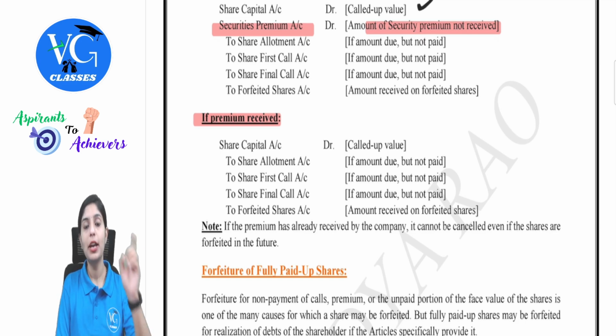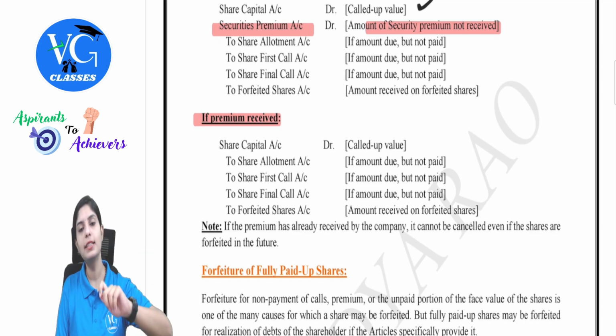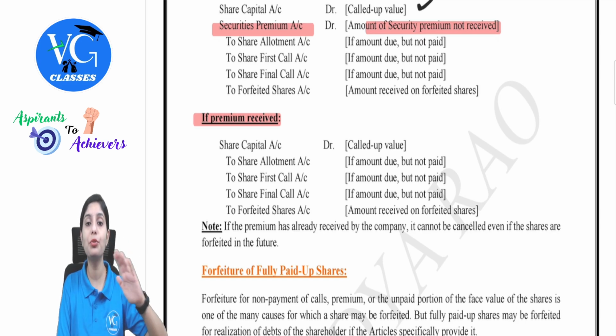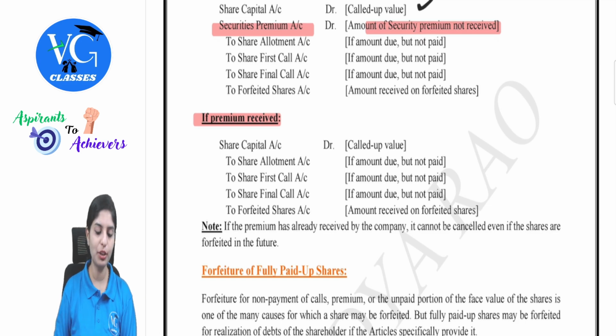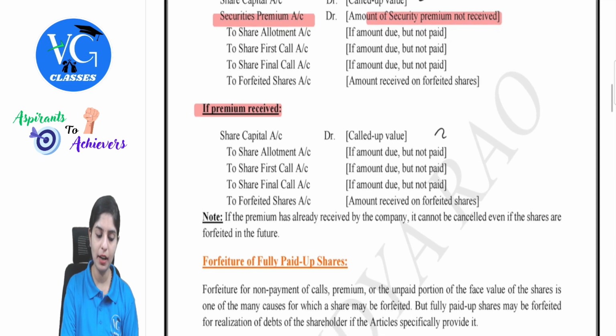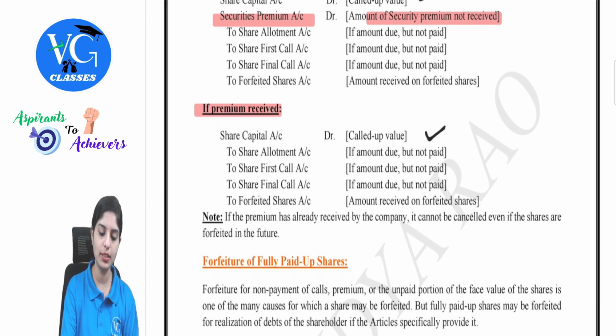So therefore, if premium is received, you will definitely not make the act of trying to cancel it out. Once the amount is transferred to premium, the amount is locked, because understand, it is nothing but representing reserves. You cannot randomly remove any amount from reserve balance. So therefore, if it is received, share capital alone will be debited. There will not be premium account. This is very important for you to observe. To share allotment, first call, final call, and then share forfeiture account. So this is the only difference.